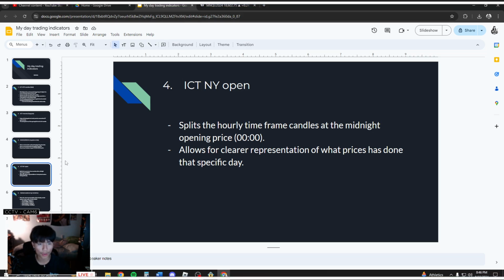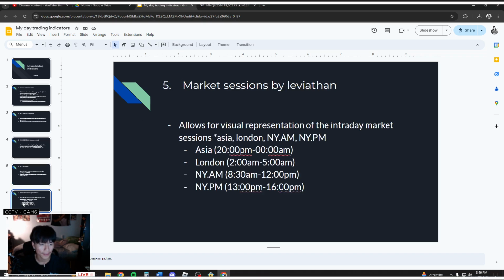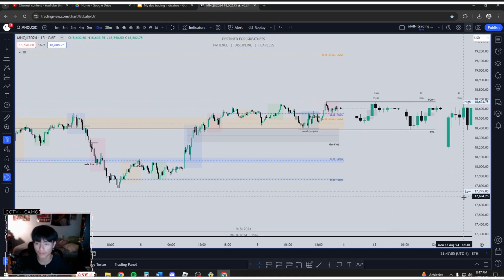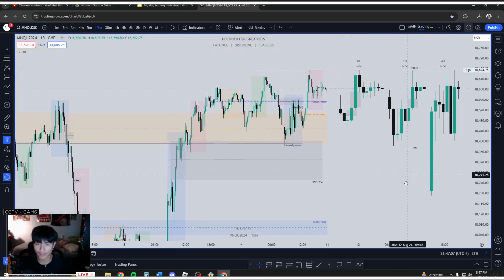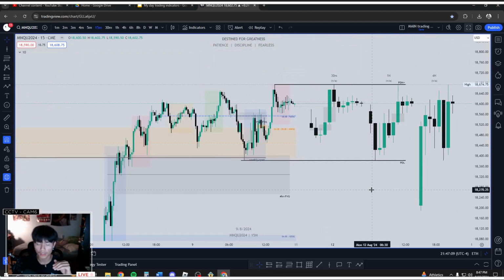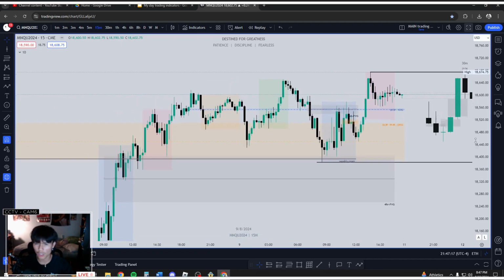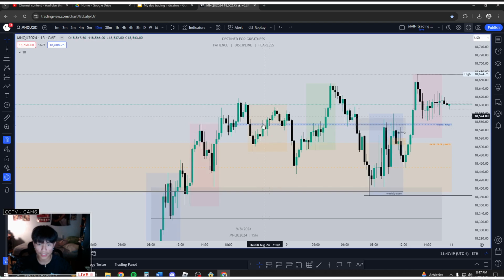And yeah, so let's go on to the fifth indicator, market sessions. This is probably one of the more important indicators that I use. This indicator shows me the Asian price range, the London price range, the New York AM session price range, and New York PM. I have the Asian session marked in a yellow-orange box. So this is the Asian session.